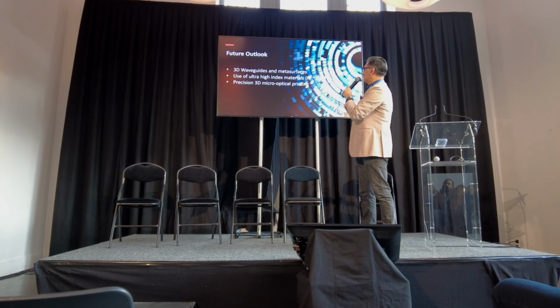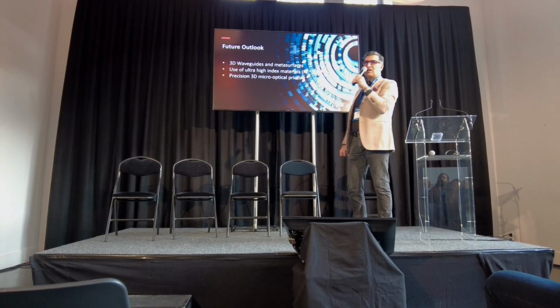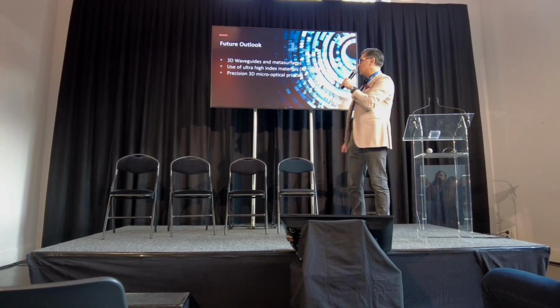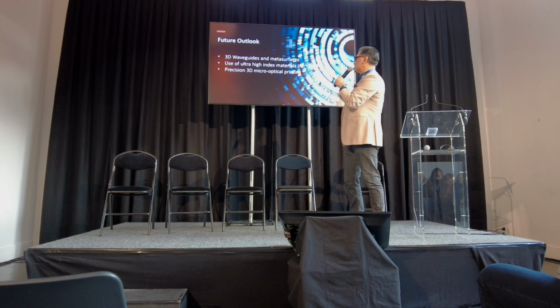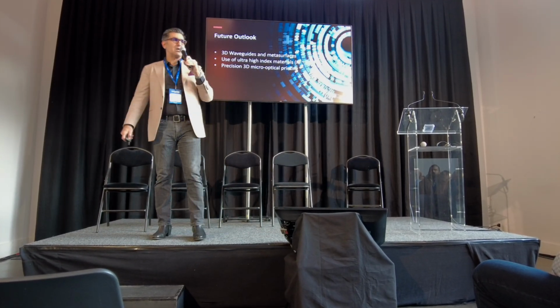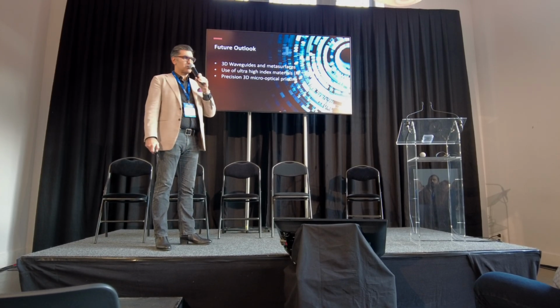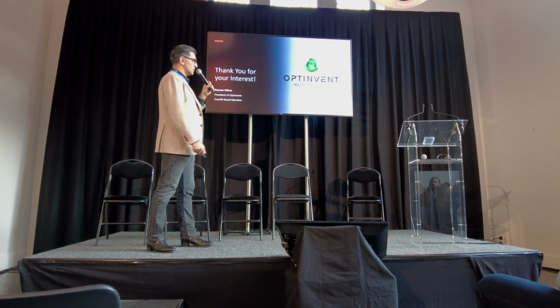Use of ultra high index materials, so even beyond what's available today. So, with 1.76 index of refraction and beyond. And of course, precision 3D micro-optical printing is an area that can also be explored to get super precise polymer parts. And that's pretty much it.